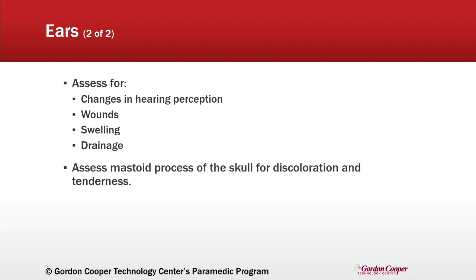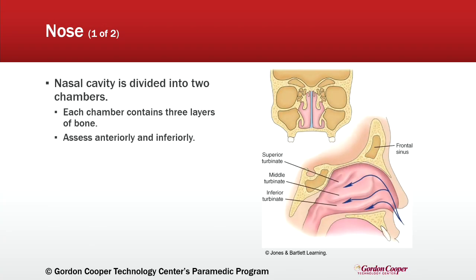Also assess the mastoid process of the skull for discoloration and tenderness, which is known as Battle's sign. So right behind the temporomandibular joint and right behind and below the ear, you can look for Battle's sign there. What happens is with some head injuries, it causes bleeding in the basal area of the skull. And you'll see Battle's sign, like we see from people that have been in battle, that have been conked in the head. They get that Battle's sign.